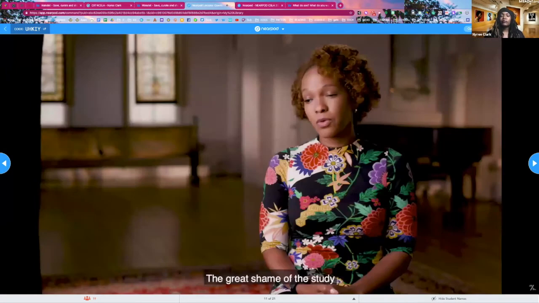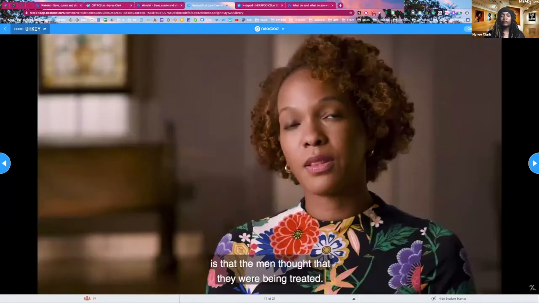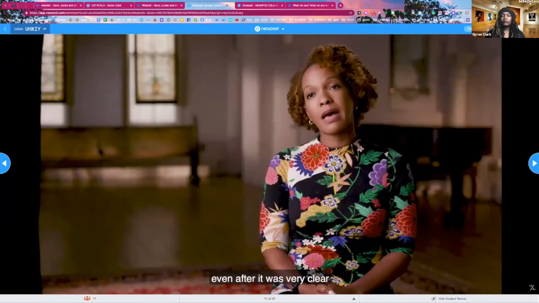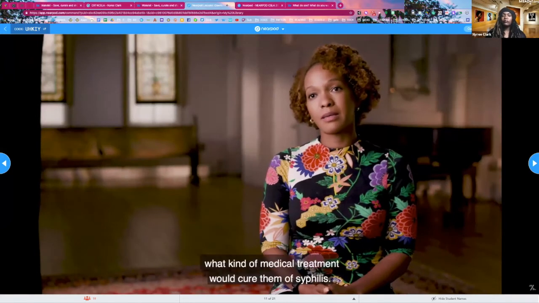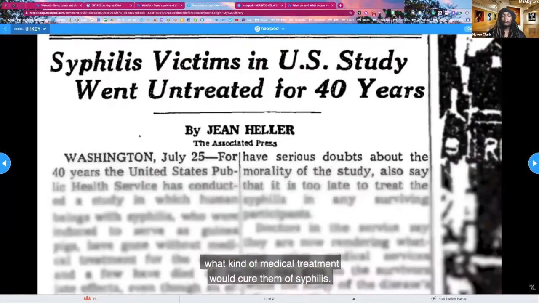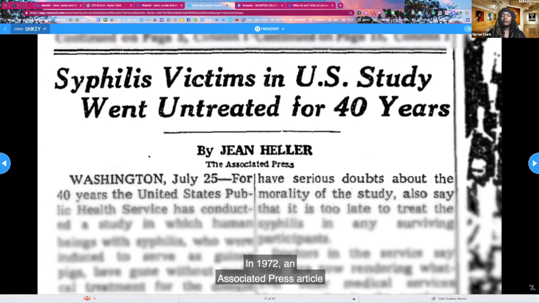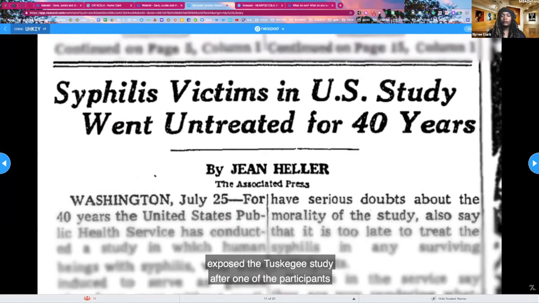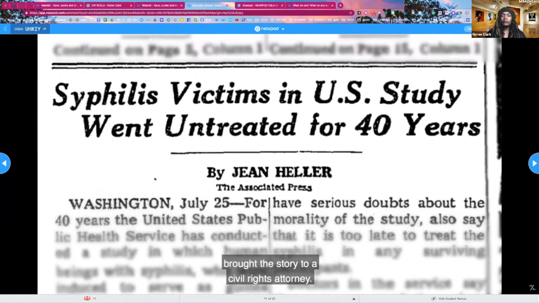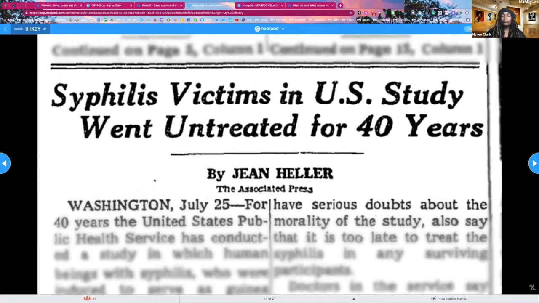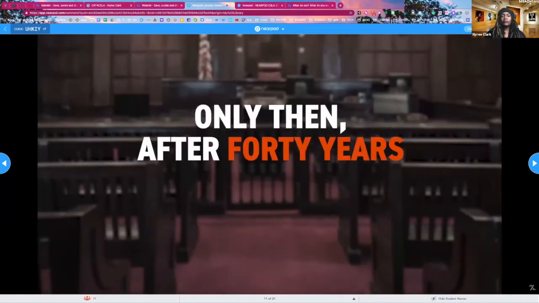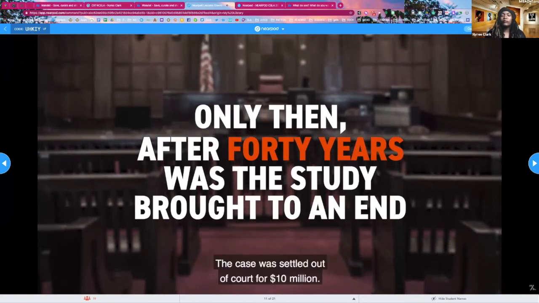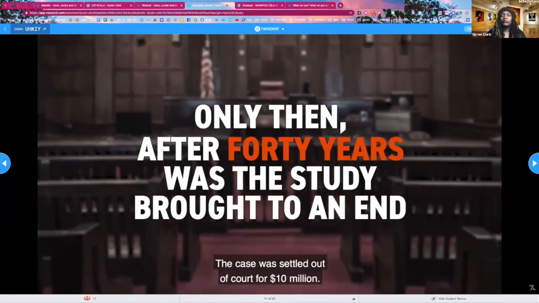The great shame of the study is that the men thought that they were being treated. Treatment was withheld from them, even after it was very clear what kind of medical treatment would cure them of syphilis. In 1972, an Associated Press article exposed the Tuskegee study after one of the participants brought the story to a civil rights attorney. Only then, after 40 years, was the study brought to an end. The case was settled out of court for $10 million.